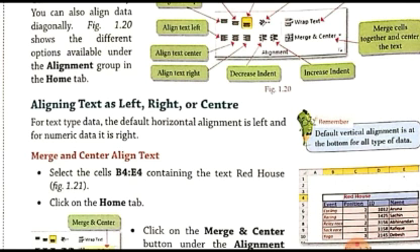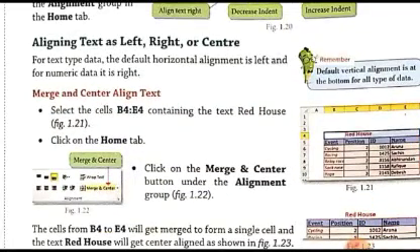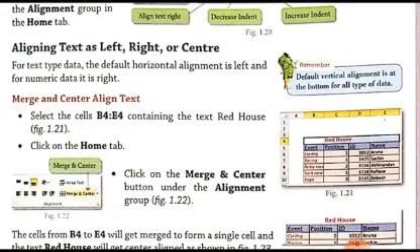Now, how to merge and center, and align the text? For that we have to follow some simple steps. For example here, if you want to apply this formatting to cell range B4 to E4, meaning you want to merge and center align the text in B4 to E4, these are the cells in the row containing the text Red House. Red House is in the fourth row, but it is not aligned in the center here.